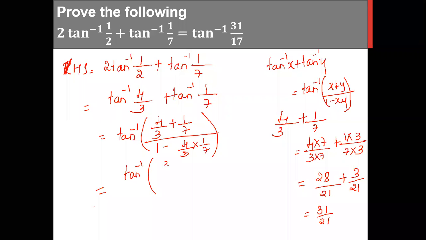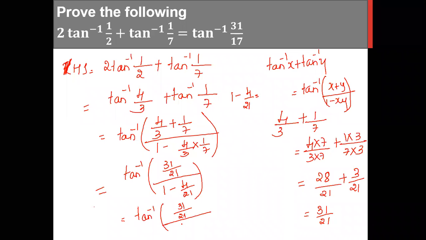So the numerator is 31 by 21 divided by 1 minus 4 by 21. What is the answer of 1 minus 4 by 21? 17 by 21. Good, students. So it is tan inverse of 31 by 21 divided by 17 by 21. The 21 gets cancelled, so you'll get tan inverse of 31 by 17 as the answer.